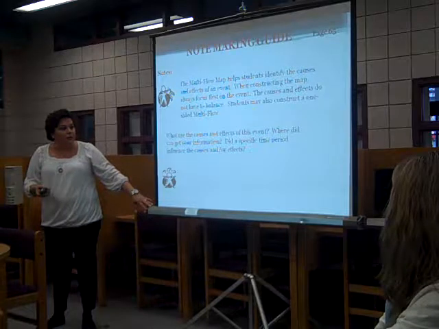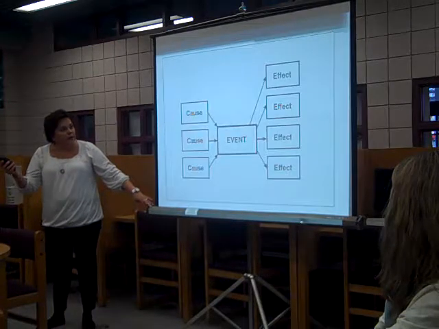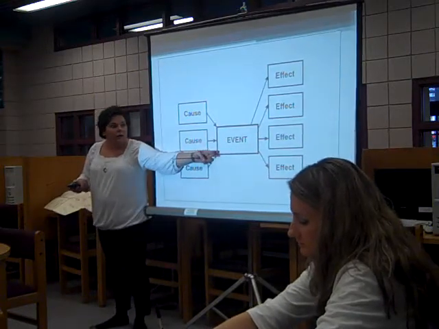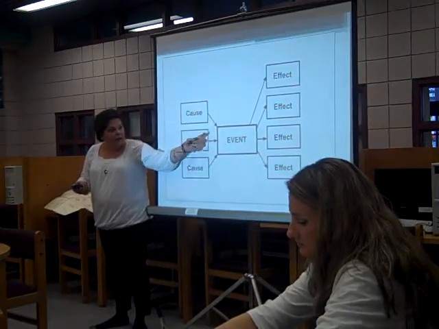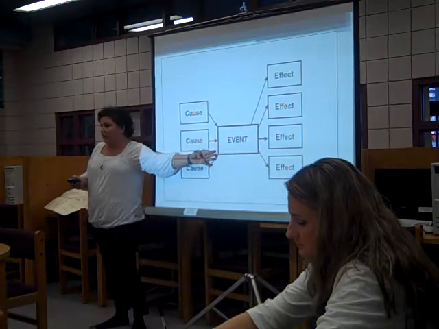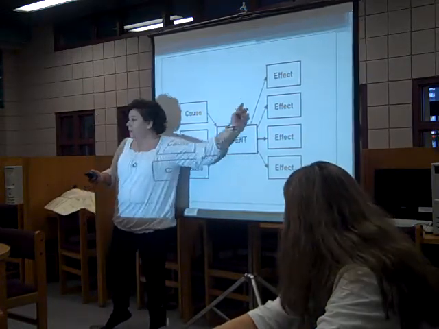Where did you get your information? Okay, let me go to the next. So this is what it looks like. The causes go on this side, of course your event goes in the middle, and then the effects over there. And the arrows need to make sure that the causes are pointing to the event this way, and of course the effects need to go pointing that way.